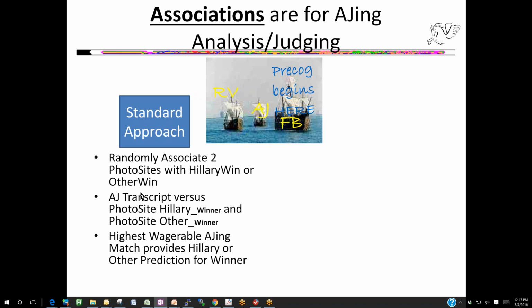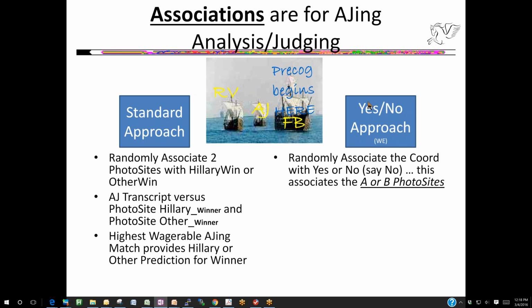So we're now going to be judging, analyzing the transcript versus these two targets, and basically the highest, what we'll call wagerable, which means a pretty good fit, better than what you would expect to be chance. So the highest wagerable match provides whether Hillary or the other prediction is going to be the winner. And that's really pretty straightforward, I think. Okay, so that's how you do it. Notice no front loading whatsoever, because even the judge at this point will be able to see the two pictures, but he will not know which one is associated with Hillary or the other. So the judge is even blind to this at the beginning until he makes a final decision.